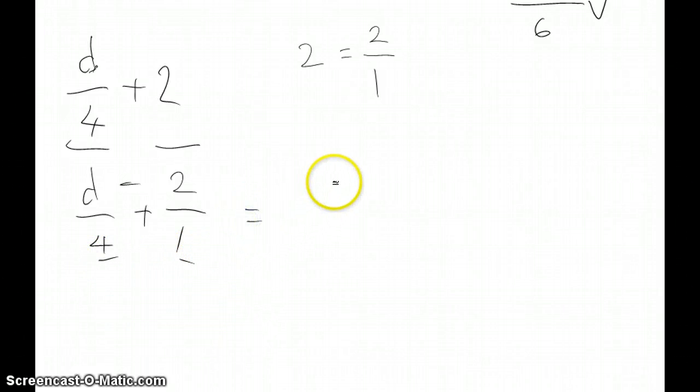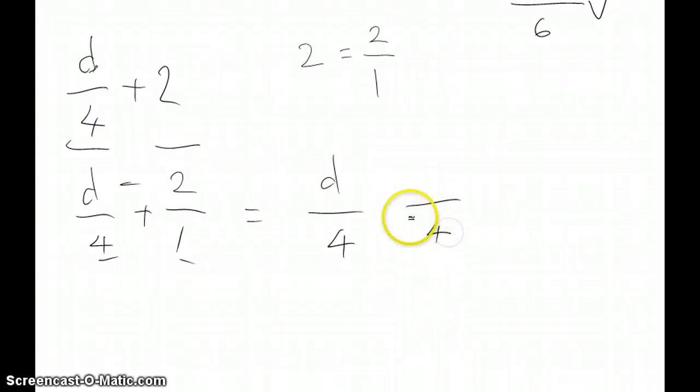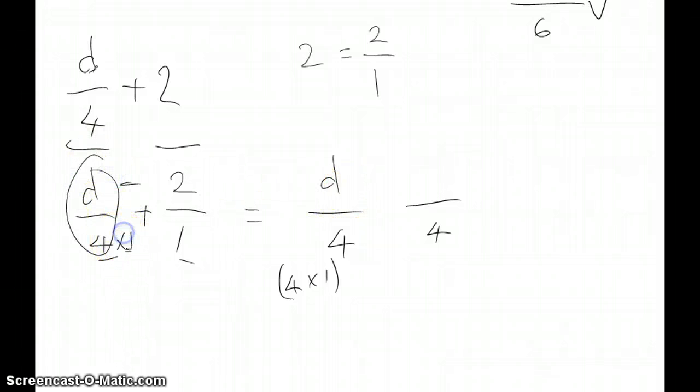I'm going to rewrite the fractions both over the denominator 4. The reason I chose 4 again is 4 times 1. With this fraction I multiplied by 1. So I multiply the numerator by 1.